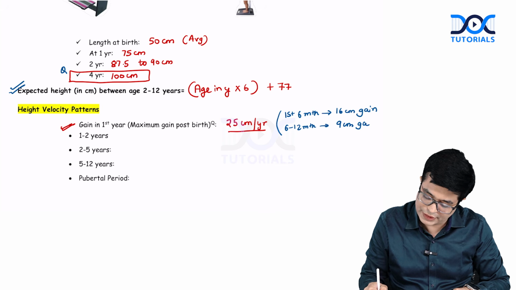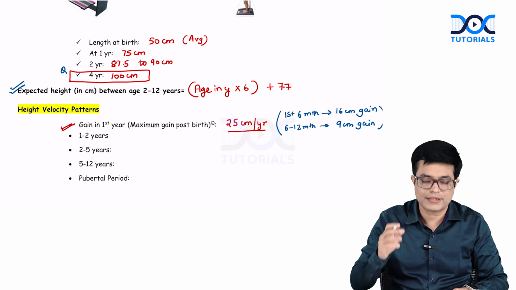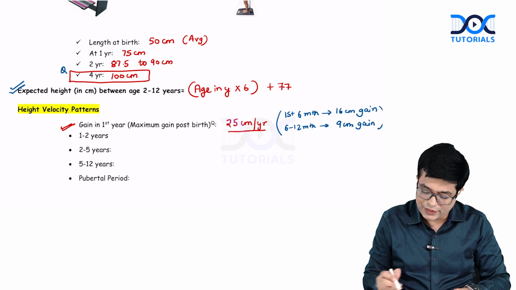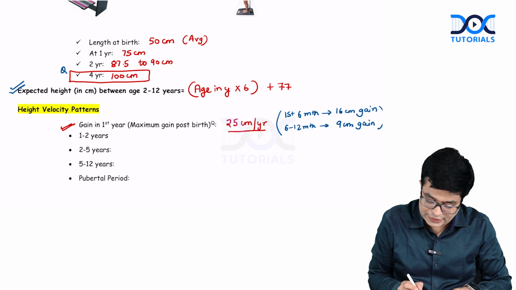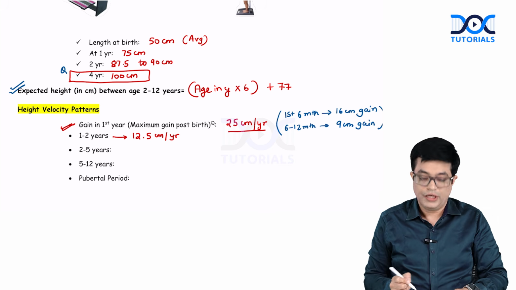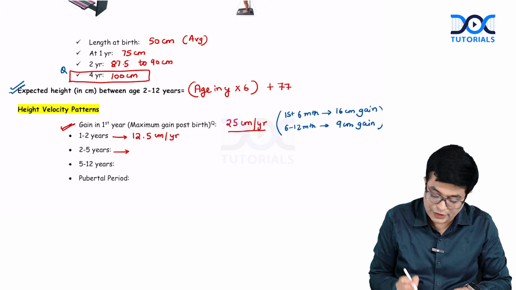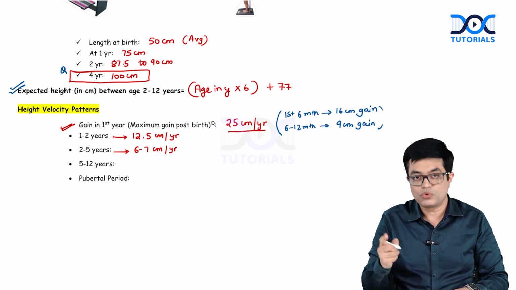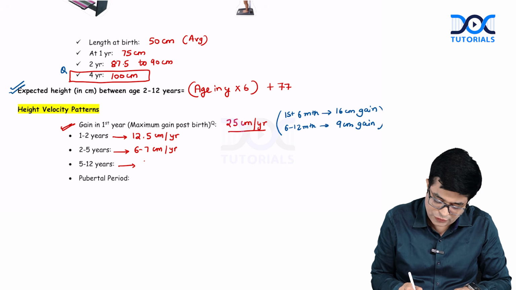This is something which is written in OP Ghai textbook also and on a separate page in Nelson also. So you need to remember it like this. Between 1 to 2 years, what will be the gain? The gain will now become 12 to 12.5 centimeters per year. 2 to 5 years, the gain will now become about 6 to 7 centimeters per year. Between 5 to 12 years, the gain will be 5 to 6 centimeters per year.